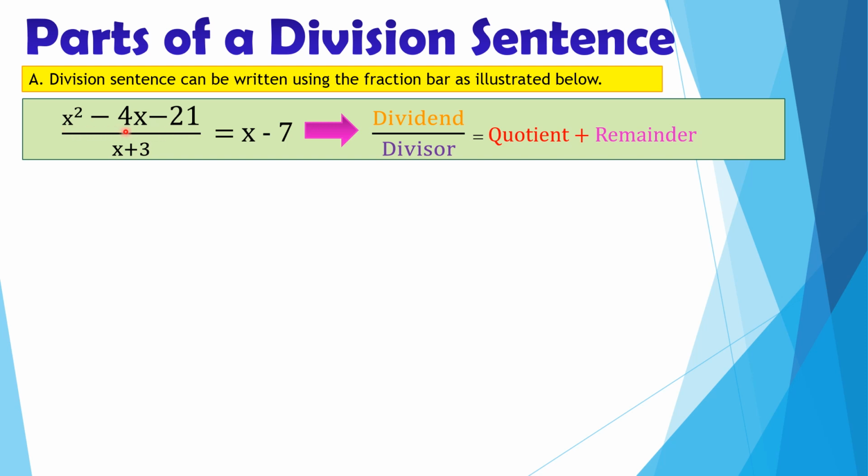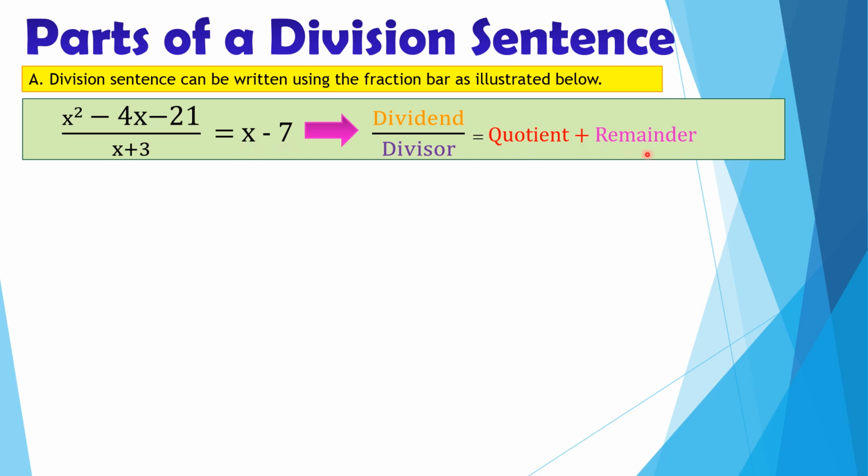x squared minus 4x minus 21 divided by x plus 3 is equal to x minus 7. The expression written above the fraction bar is called the dividend, which in this example is x squared minus 4x minus 21. The expression written under the fraction bar is called the divisor, which in this example is x plus 3. The quotient is the answer for division, which in this example is x minus 7.